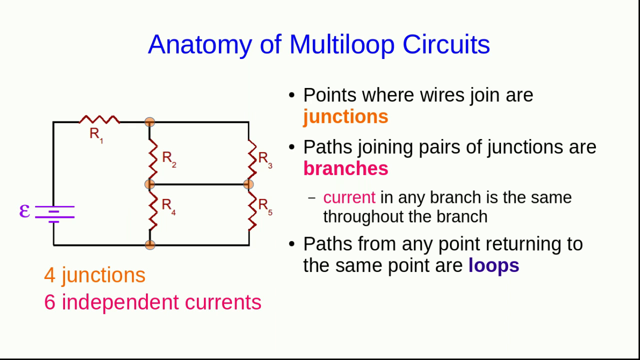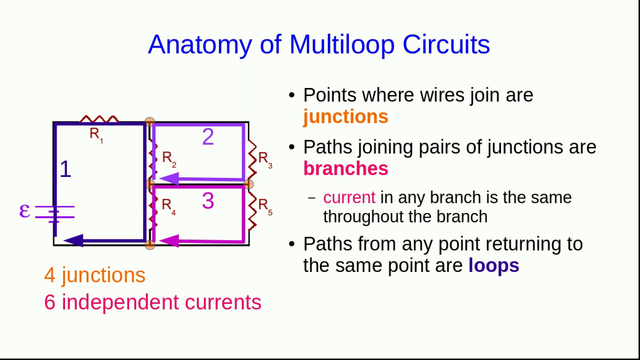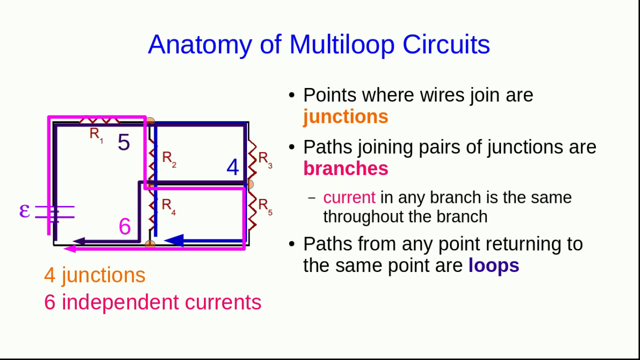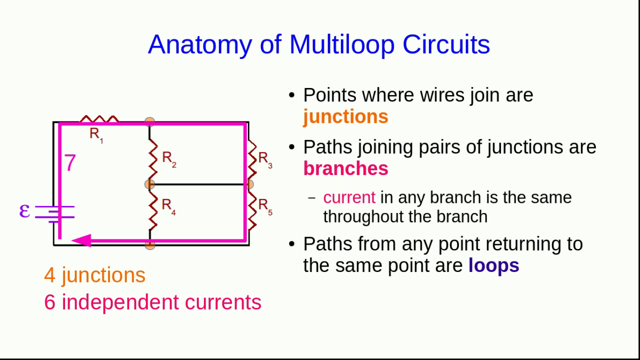So for example, in this circuit, here's a loop, and here's a loop, and here's a loop, and those are the most obvious ones, but there are more loops. This is a loop, and this is a loop, and this is a loop, and finally the loop around the outside. So there are in fact 7 loops.